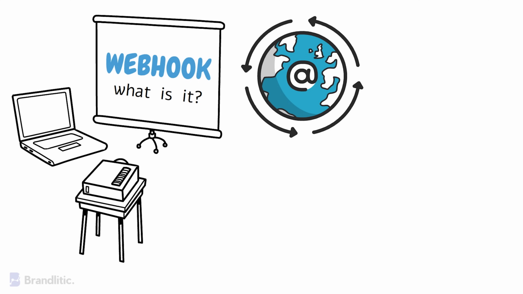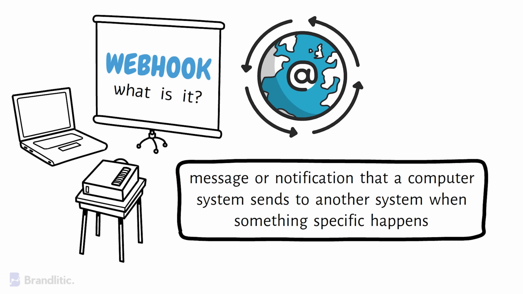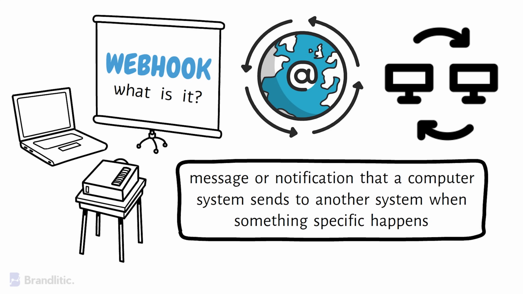In simple terms, you can understand a webhook as a message or notification that a computer system sends to another system when something specific happens. It's a way for different programs or services to talk to each other in real time. Let's understand what webhooks are with some examples.